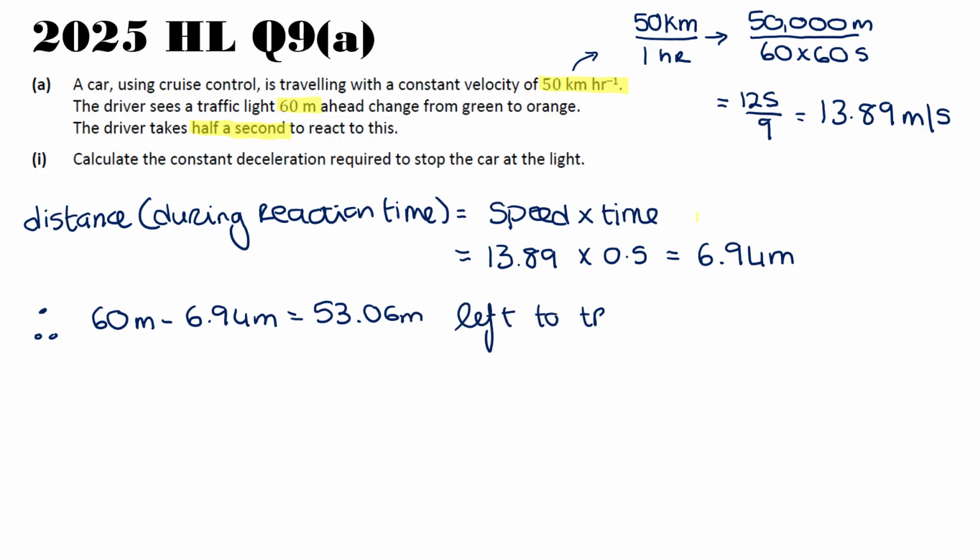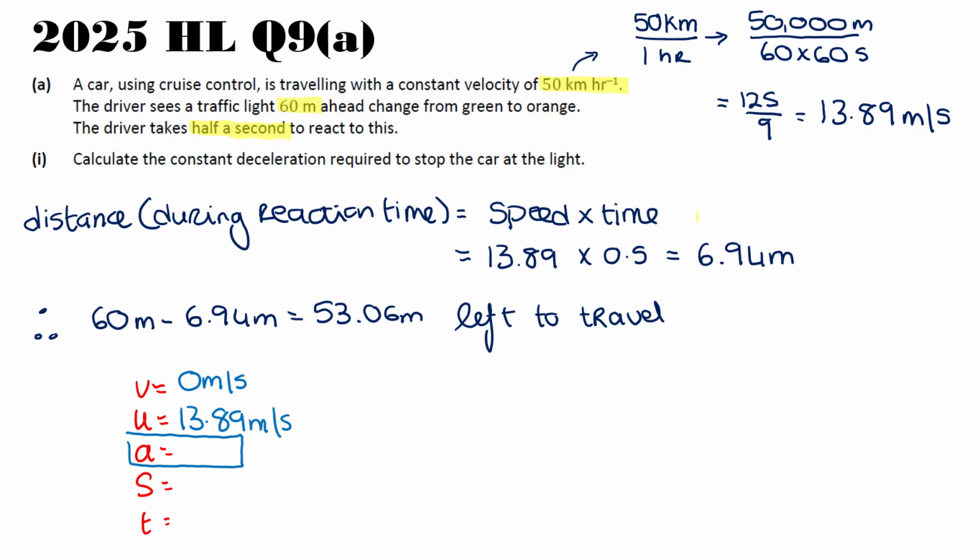So that's really what we're working with. Let's set up our VUAST here. We're trying to find the deceleration, so we're really working with A. We want to stop, so V is 0. Our U is 13.89 meters per second. And then we have 53.06 meters left. So our formula is V squared equals U squared plus 2AS.